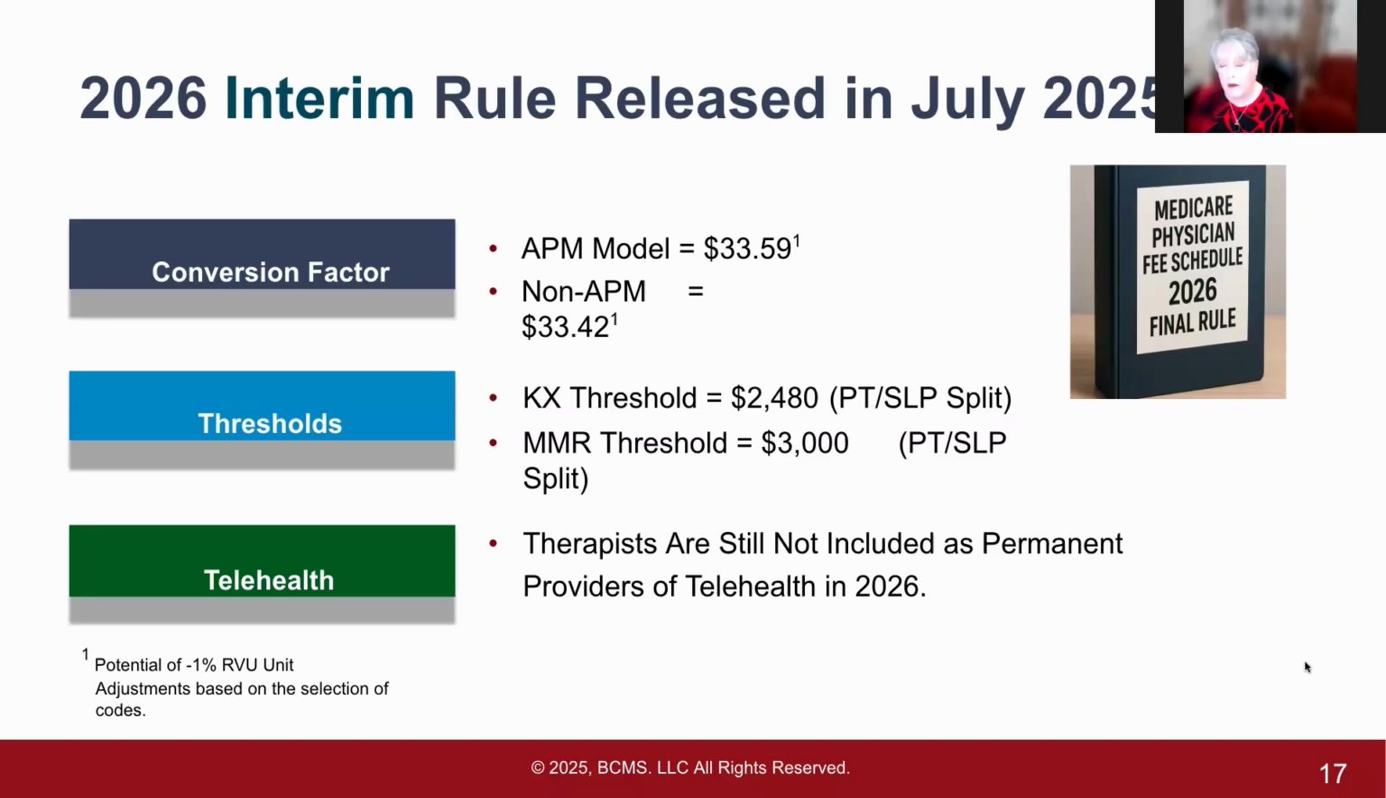And on that manual medical threshold, remember, that's not automated. It doesn't happen. They don't audit you right away. They're looking for aberrant billing behavior plus going over $3,000, or whatever part is left between PT and speech. And as I said, in the interim rule, therapists are not included as permanent providers of telehealth.